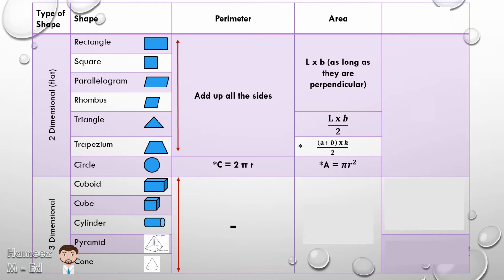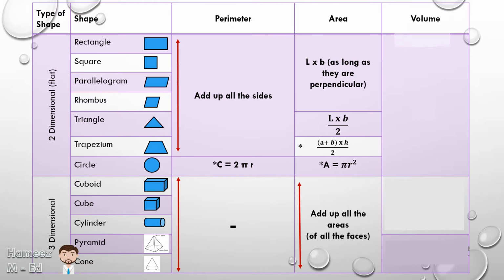And how do we find the area of the 3D shapes? Well, all those 3D shapes have multiple sides. So what they will be asking us would be to find the surface area, or the area of all the surfaces. So what we need to do is find the area of each surface and add it up.